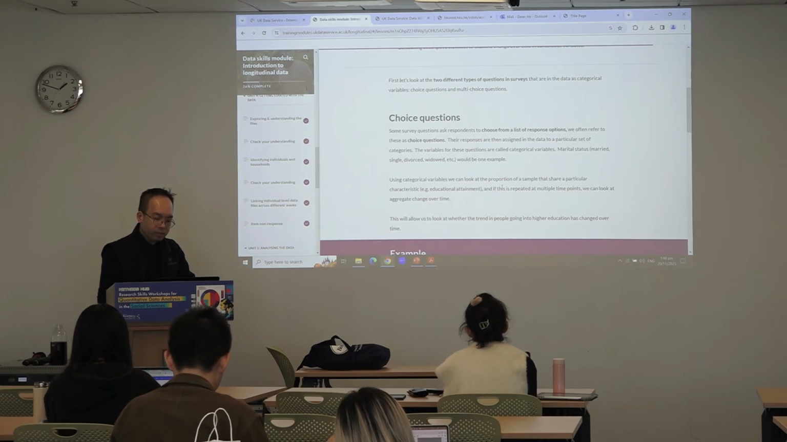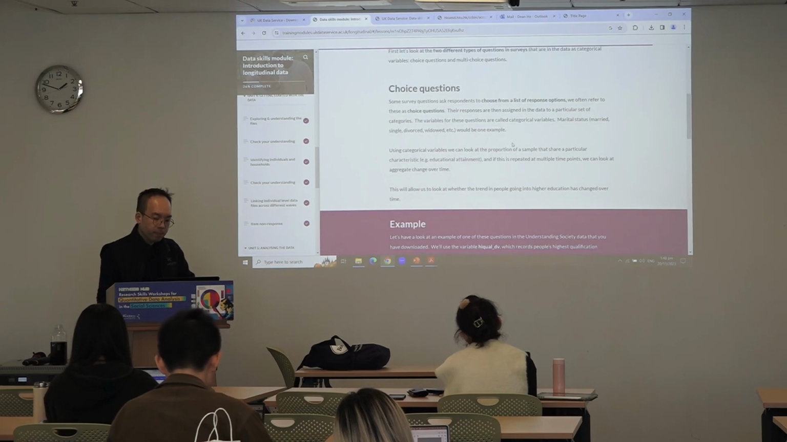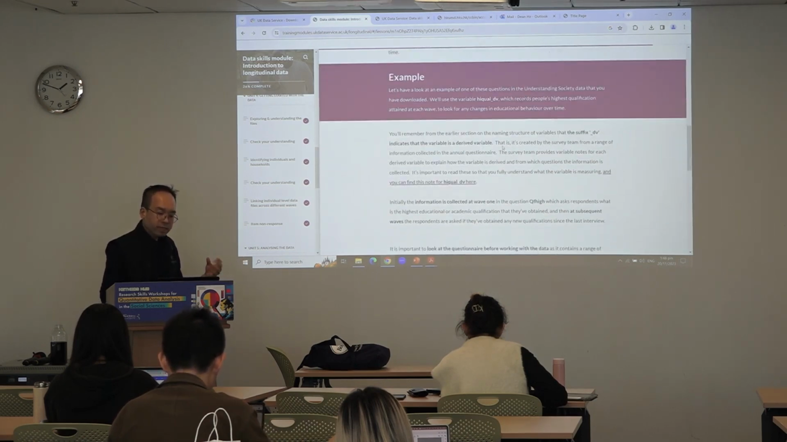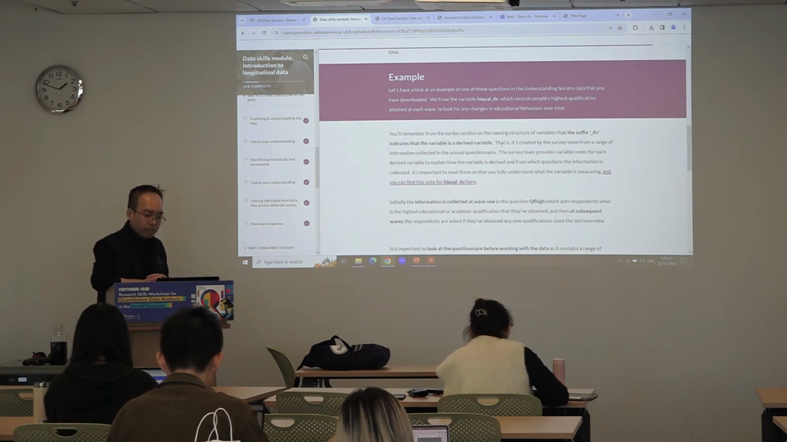All right, so the choice questions, similar to categorical. With the choice questions, you can look at the trend of a cross-sectional data variable and how it changes. So if we look at this example of one of the questions in the Understanding Society data, let's say this is a derived variable, which is recording the highest qualification attained at each wave. Then look at any change in educational behavior over time.